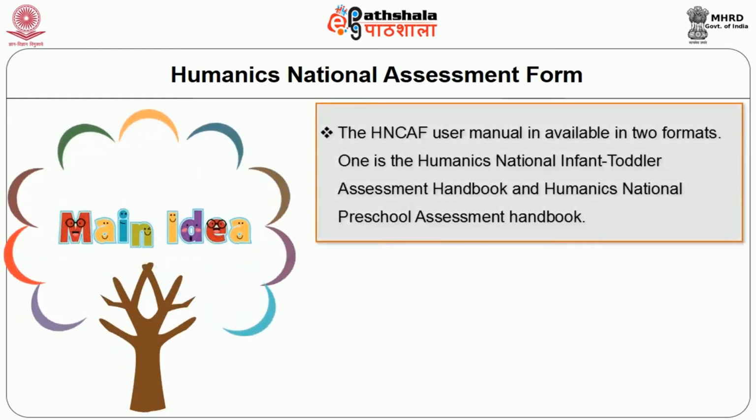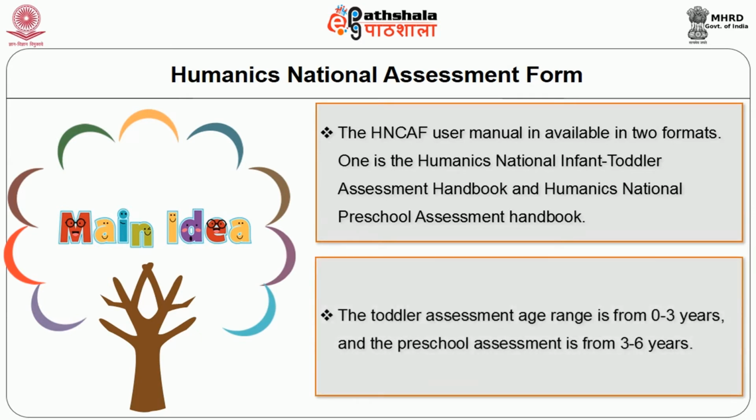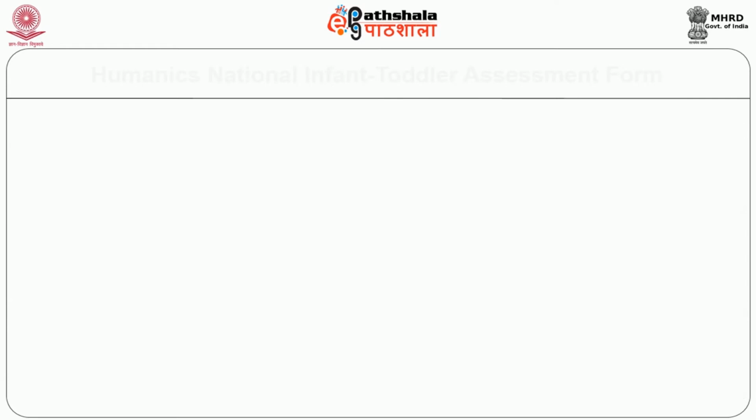The HNCAF user manual is available in two formats. One is the Humanics National Infant Toddler Assessment Handbook and the other is the Humanics National Preschool Assessment Handbook. The toddler assessment age range is from 0 to 3 years and the preschool assessment age range is from 3 to 6 years. Let's now look in detail at both these assessment forms.